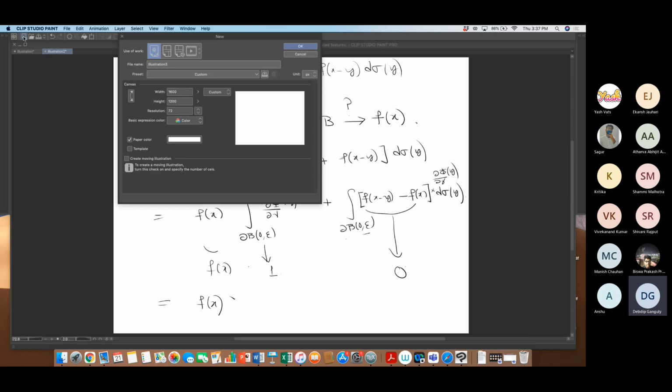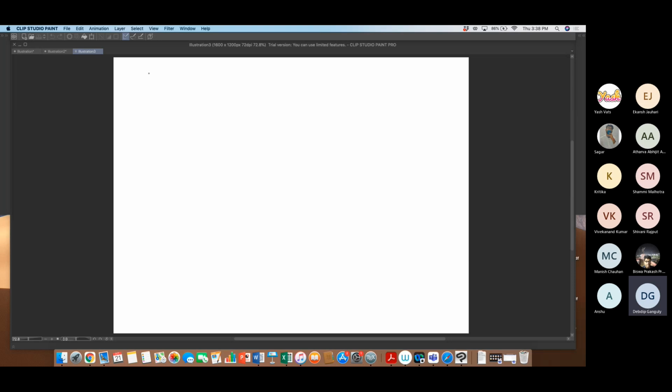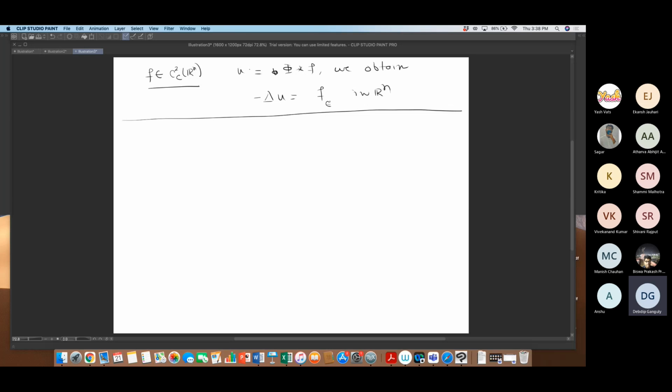Okay, so what we have done is that if f is given to be some C2 function with compact support in Rn, we have proved a representation formula: if you convolve φ with f, we obtain u, the solution of the equation minus Laplacian of u equal to f in Rn. I am not saying that all the solutions will be of this form, but if minus Laplacian of u equal to f and f is a C2 compactly supported function in Rn, then one can easily compute that one solution of this PDE is given by φ convolution f. Of course, not all the solutions, but at least one solution will be given by this. This is for Rn.